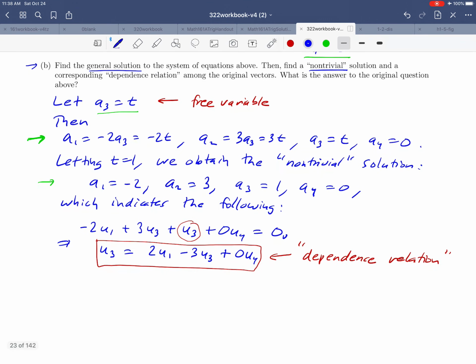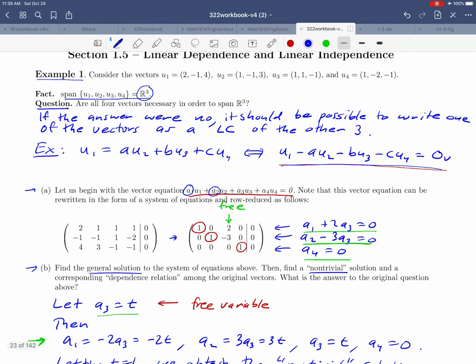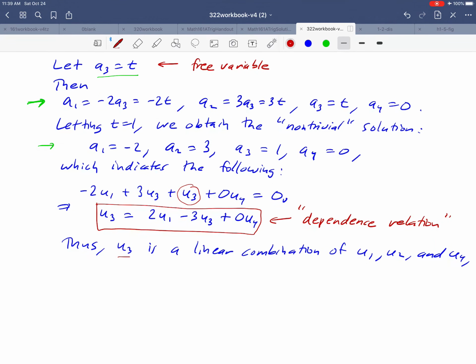Okay, so here comes the critical argument, or the main point of this. u3 is a linear combination of u1, u2, and u4. And so going back to the very first question, way at the beginning, are all four of the vectors necessary to span R3? We now know that the answer is no, because we can get the vector u3 as a combination of u1, u2, and u4. We don't need u3. We can already get it using the other three vectors.